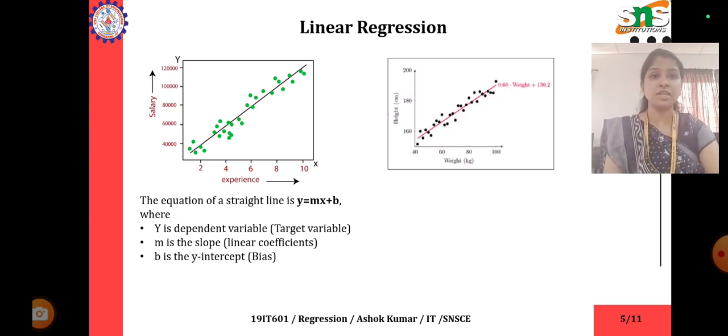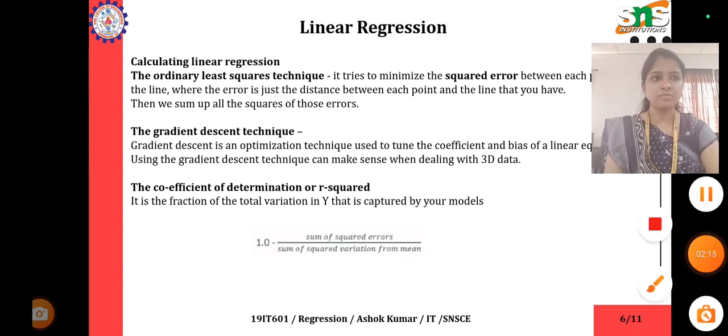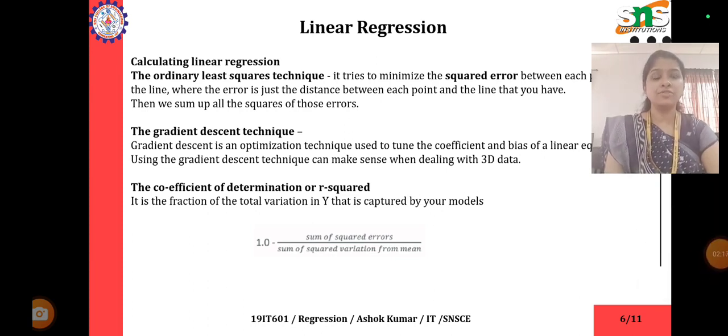The equation of a straight line is y is equal to mx plus b, where y is the dependent variable, the target variable, m is the slope, and b is the y-intercept. Calculating linear regression: there are three methods for calculating linear regression. The first one is the ordinary least squares method, then the gradient descent technique, and the coefficient of determination or R squared.